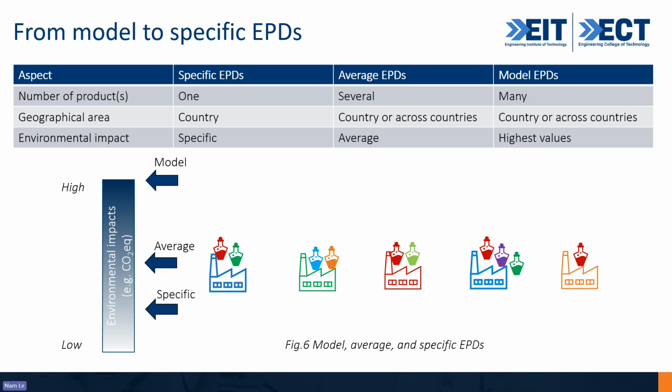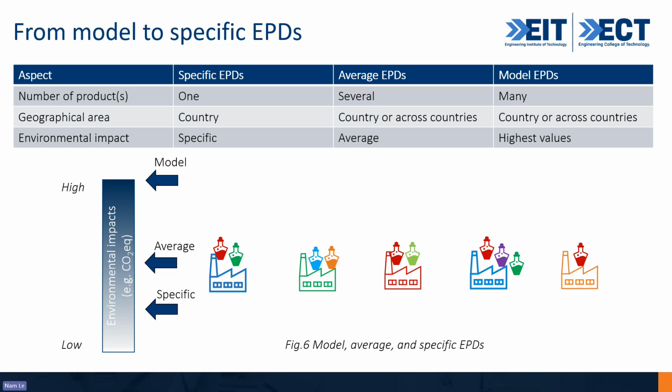The results, I mean the CO2, right, will be very specific. The next one will be the average EPD. Average EPD means we have different products, many products, right? And when we have different products, they can be produced in different factories or sites, and then we need to have the average one, right? It means the results, for example the quantity of CO2 of 1 kg of product, will be the average one, right? Somewhere average here, right?